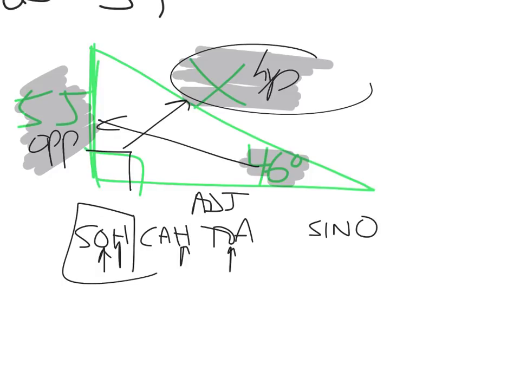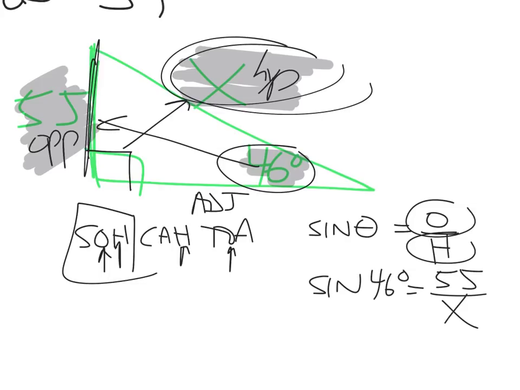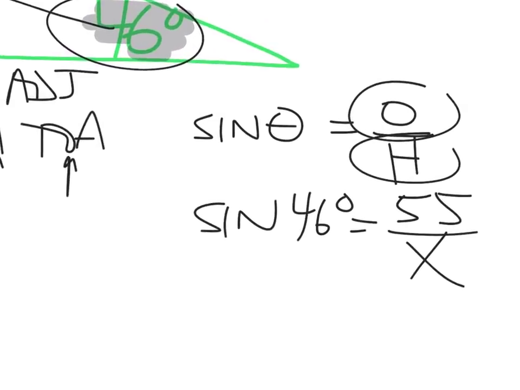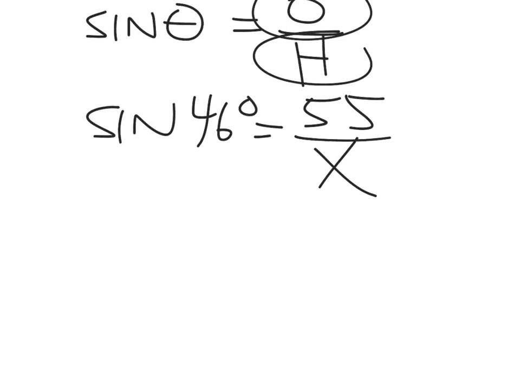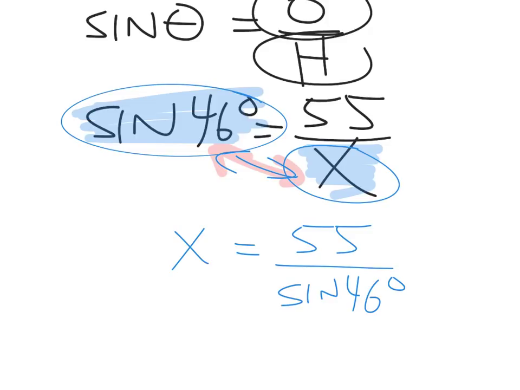The sine of the angle, the sine of theta, equals opposite over hypotenuse. So the sine of 46 equals the opposite, that's 55, over the hypotenuse, that's x. So here's the equation that I'm going to be using. Sine of 46 equals 55 over x. And since my x is in the denominator, I'm going to be using that switcheroo rule. I'm going to be taking the sine of 46 and the x and just switching them. So I'm going to have x equals 55 over the sine of 46. I just take the x, I take the sine of 46, and they just switch places.